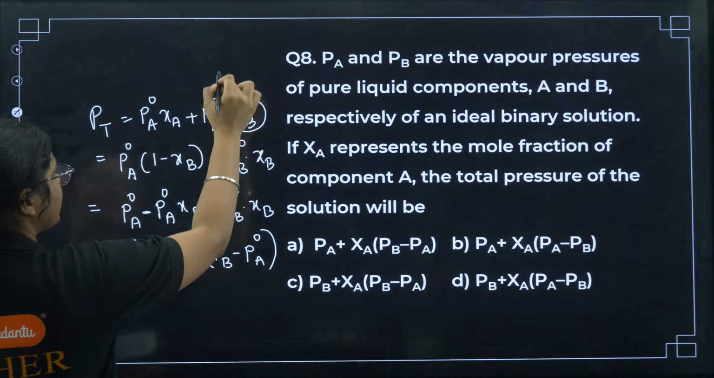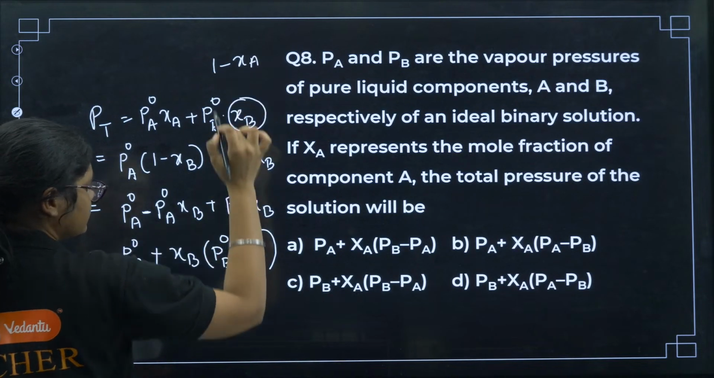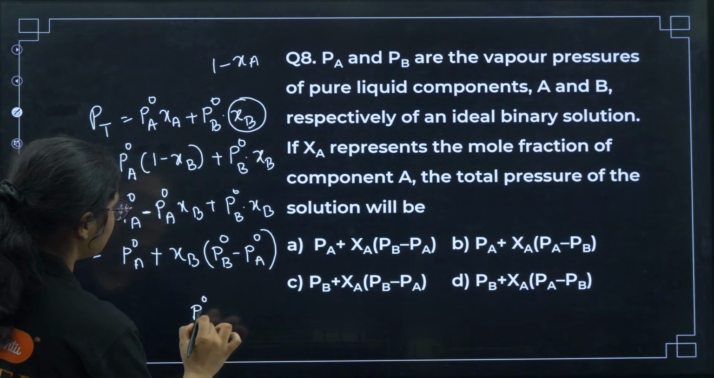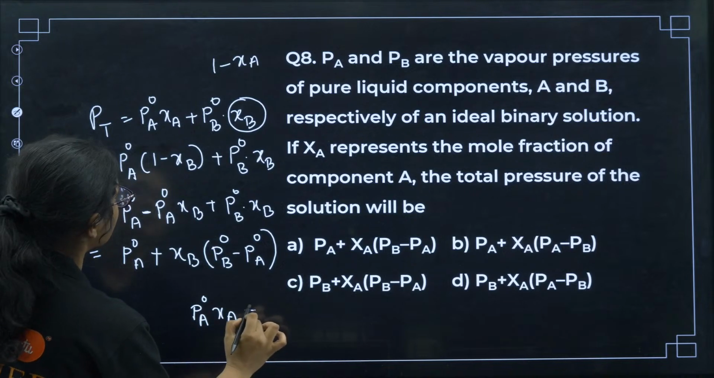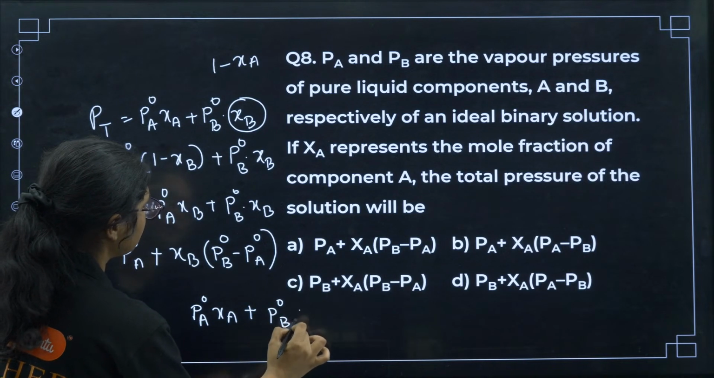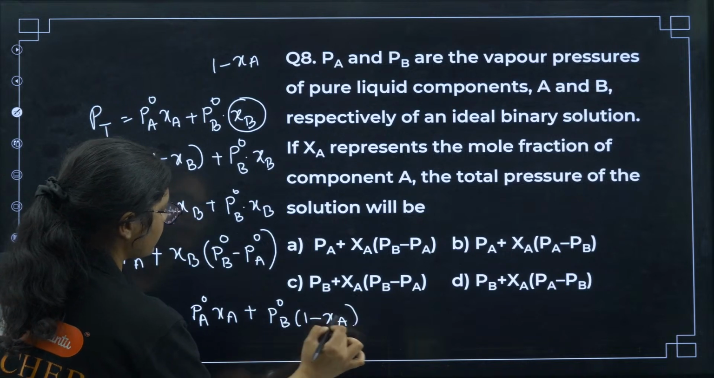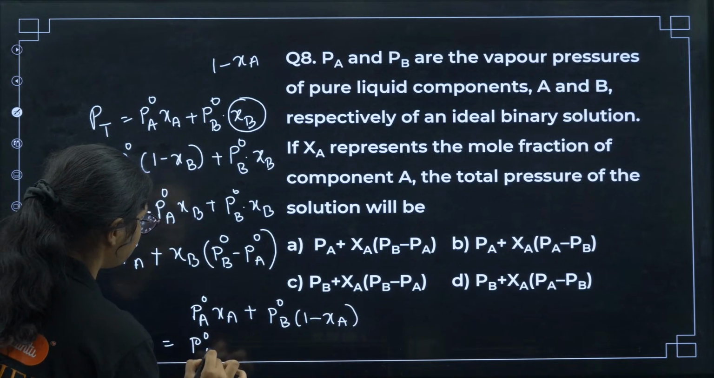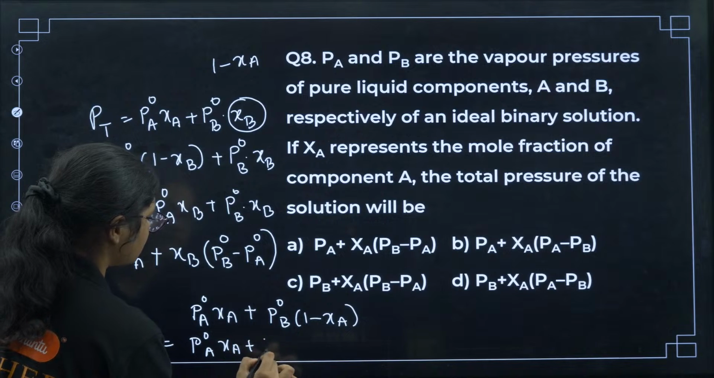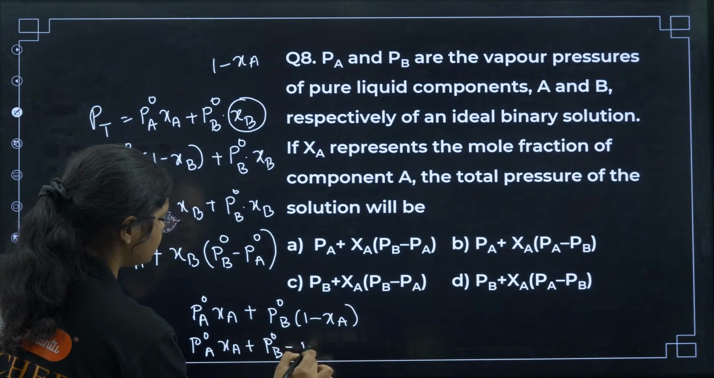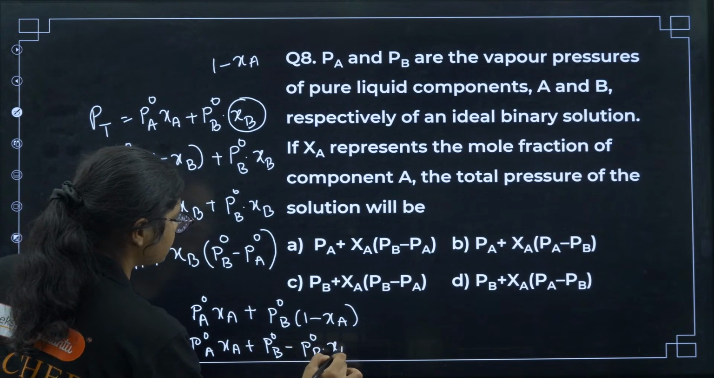Okay, so this can be one option, or you can also represent XB as 1 minus XA. So if I represent XB as 1 minus XA, what will be the expression I will be getting? P naught A XA plus P naught B into (1 minus XA). Okay, so that will give me P naught A XA plus P naught B minus P naught B into XA.